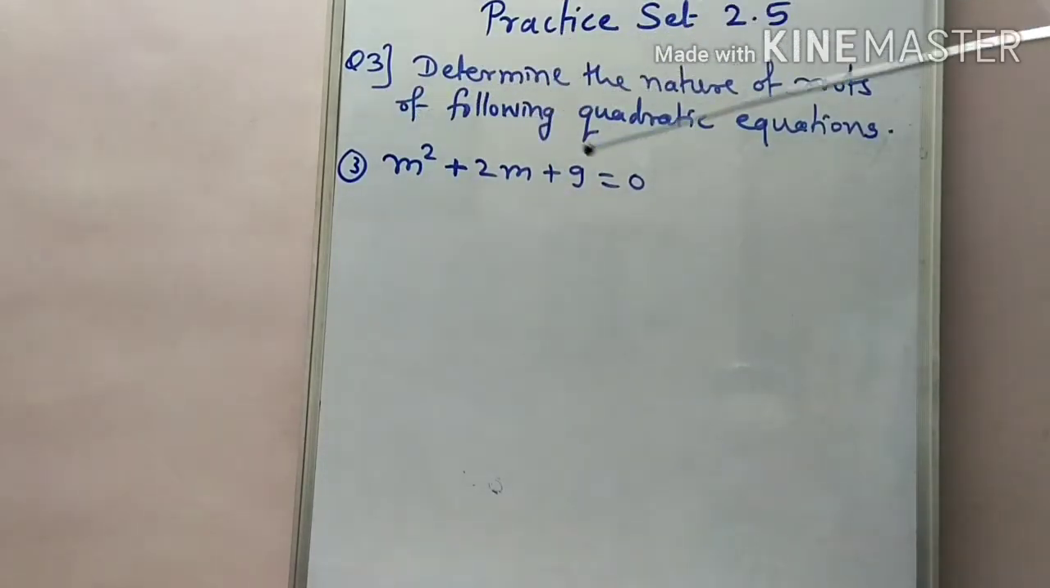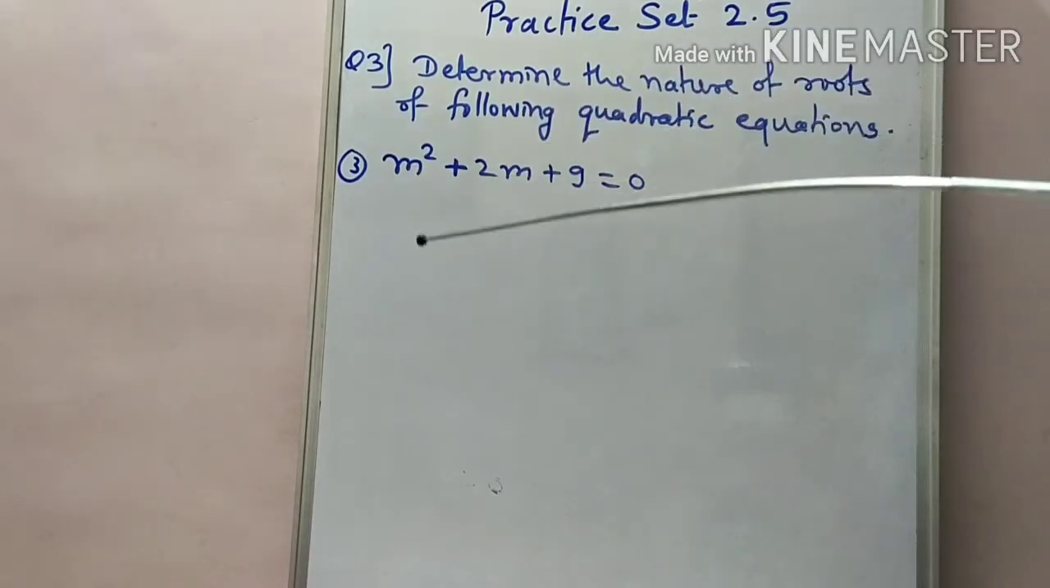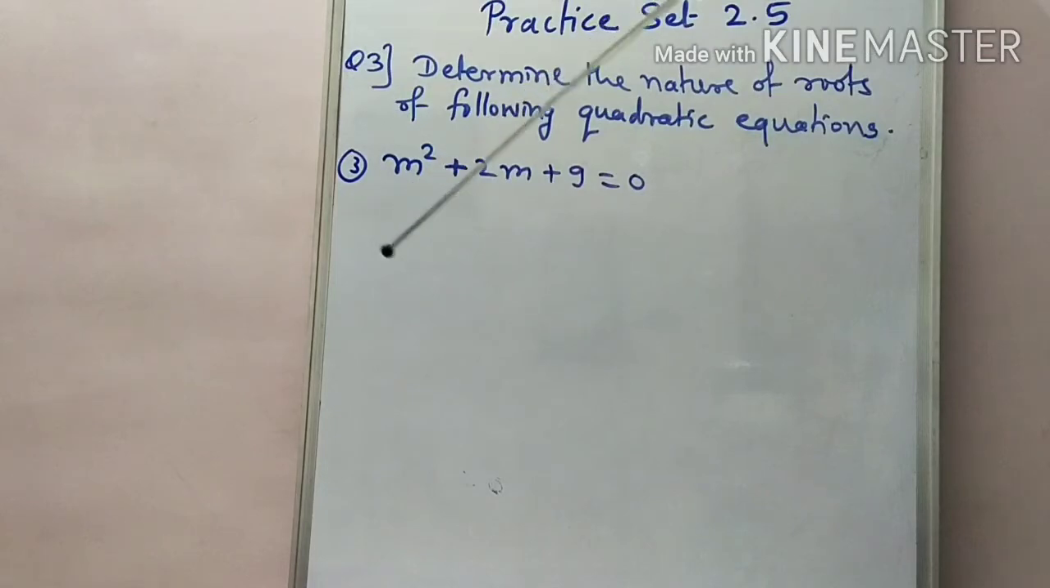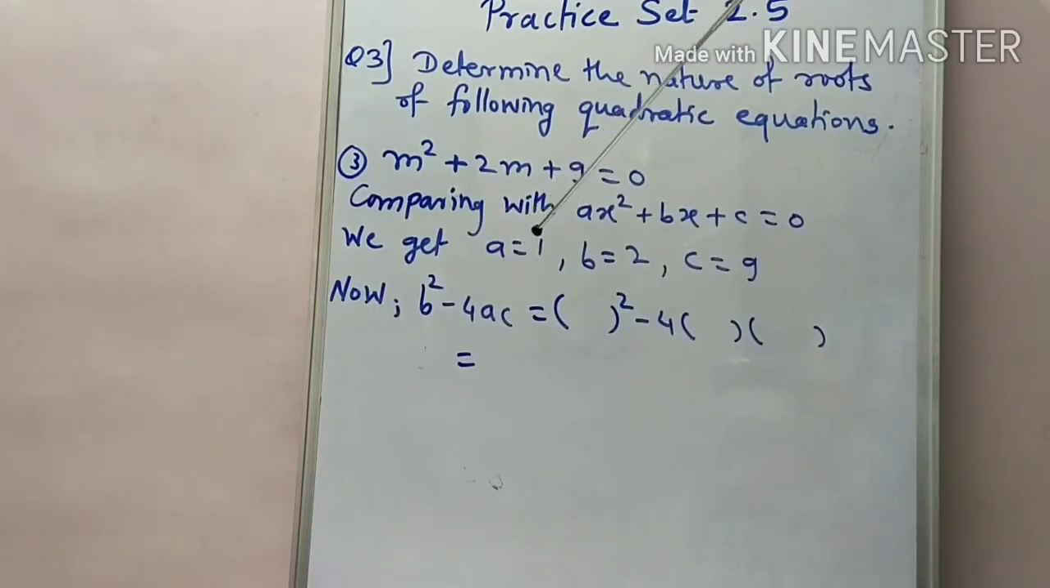Third question is, determine the nature of the roots of the following quadratic equations. So using the discriminant value b square minus 4ac, we can determine the nature of the roots. So first we compare this given quadratic equation with the general form, and we get the values of a, b and c. Okay. So here we get the value of a is 1, b as 2, and constant term c as 9. And to determine the nature of the roots, first we find out the discriminant value b square minus 4ac. Now here we substitute those values and solve it. Okay, try it, students.